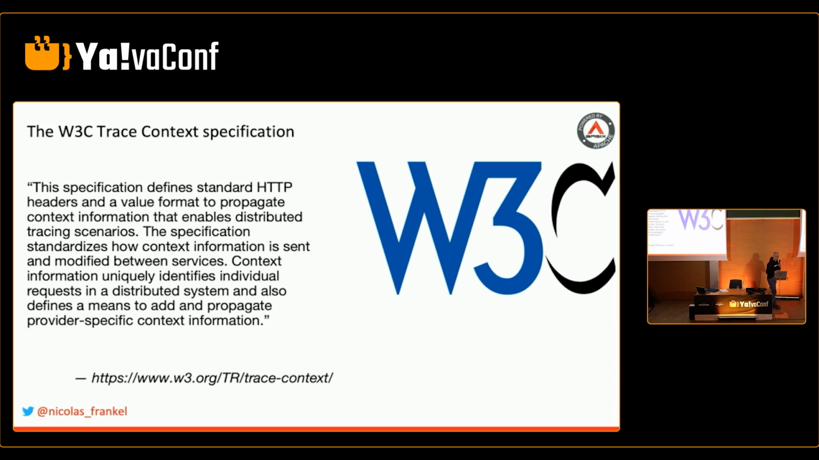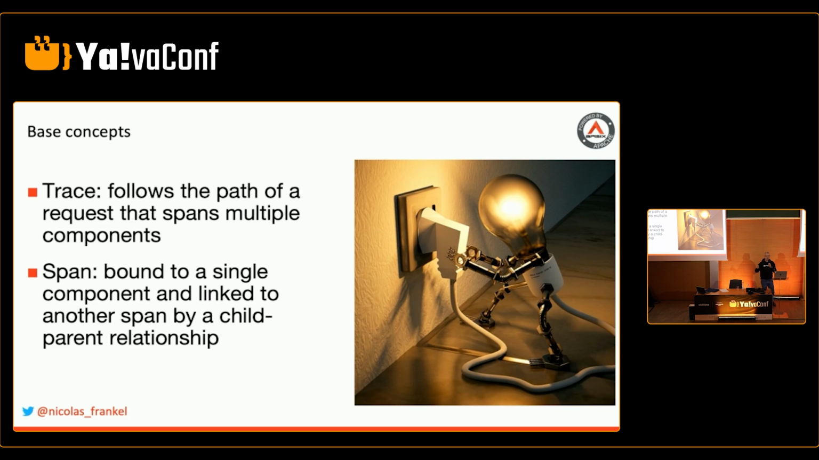I believe the W3C is a good body to govern a real standard. So they created the Trace Context specification, and it's actually quite digestible. The idea in Trace Context is to define two abstractions. The first one is the trace, which is the path of a business request across all the components of your distributed system. Then you have the span, which is bound to a component. There must be at least one span, but there can be internal spans.